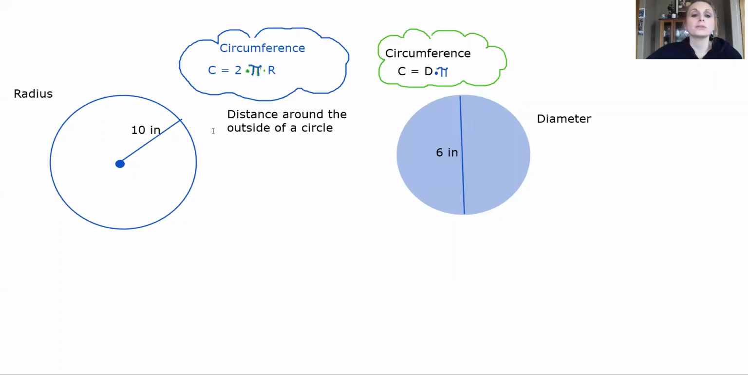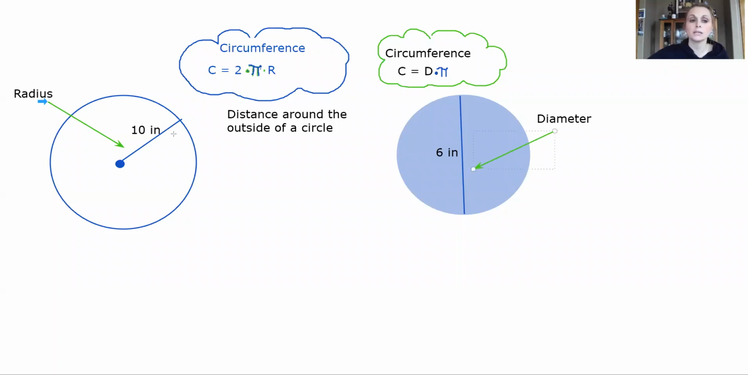Today we're going to be talking about the distance around the outside of the circle, called the circumference. The first thing that we're going to look at is what information did they give us? Did they give us the radius, or did they give us the diameter?